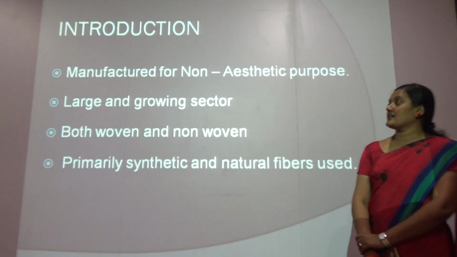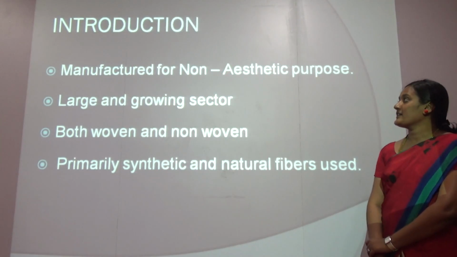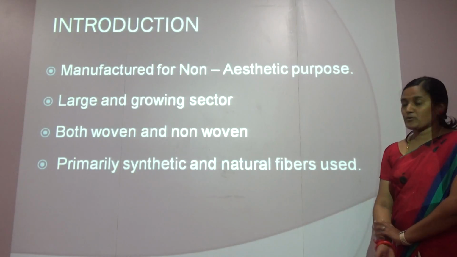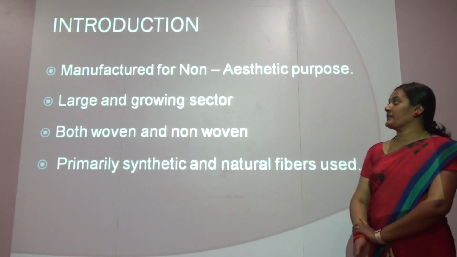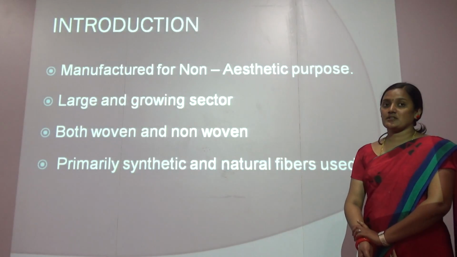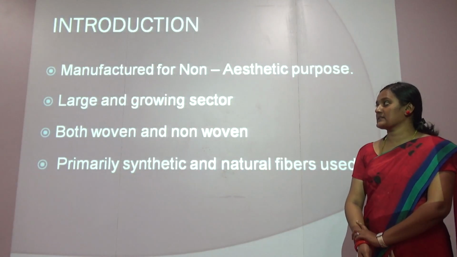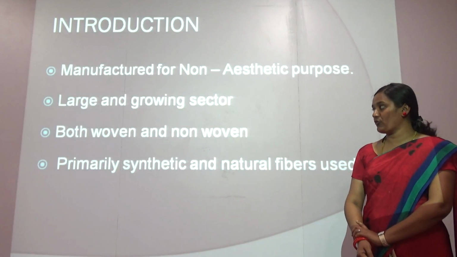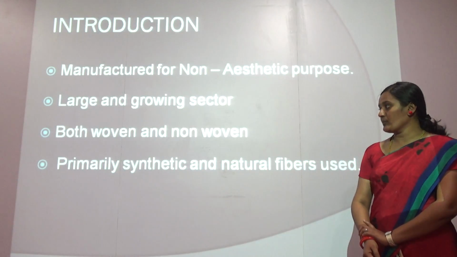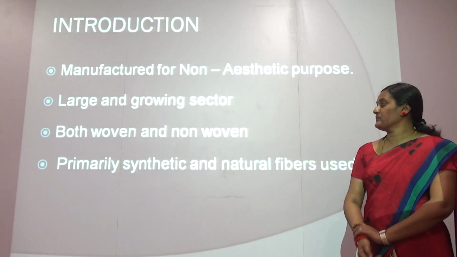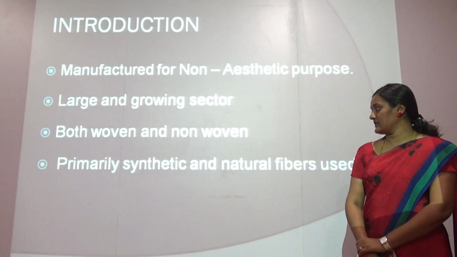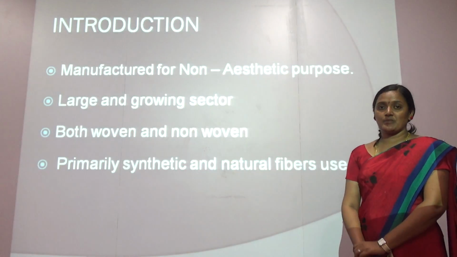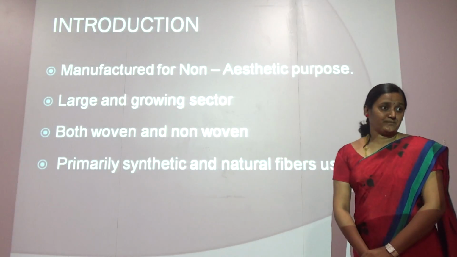Technical textiles, the introduction. Technical textiles are manufactured for non-aesthetic purposes because of their functional properties, and technical textile materials are the largest and fastest growing sector in this world. They are available both in woven and non-woven forms, and they are very widely available. Primarily synthetic and natural fibers are used.